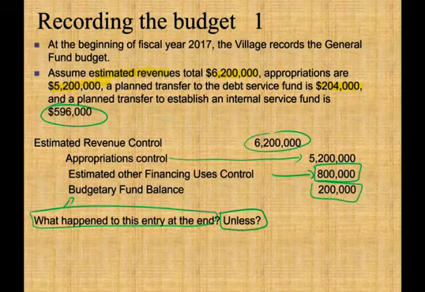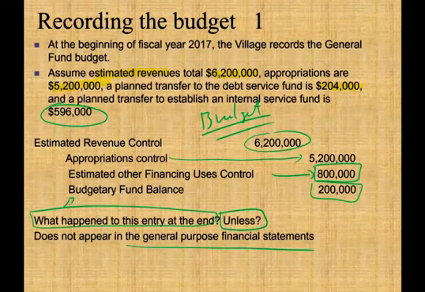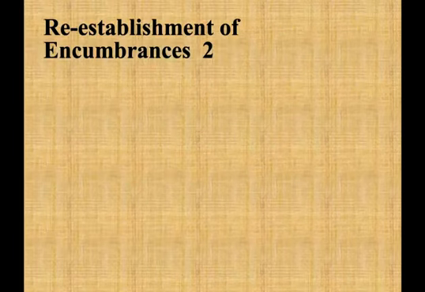Now remember, this entry does not appear in the general purpose financial statements because this is the budget. It does not appear anywhere in the financial statements. We open it now, and we use it at the end of the year. Before we prepare the financial statements, we close it. So it doesn't appear in the general purpose financial statements. This is important. So let's take a look at another entry.